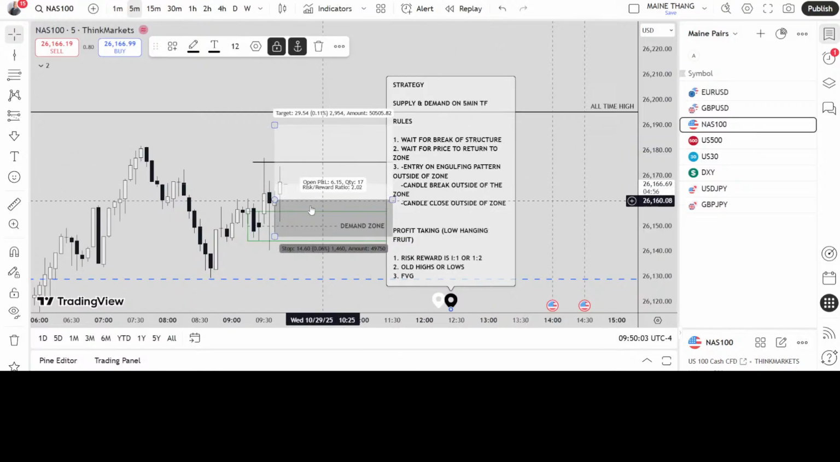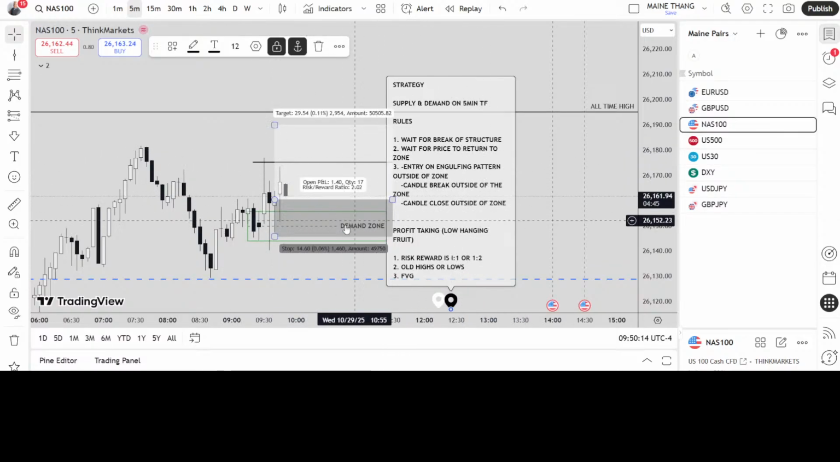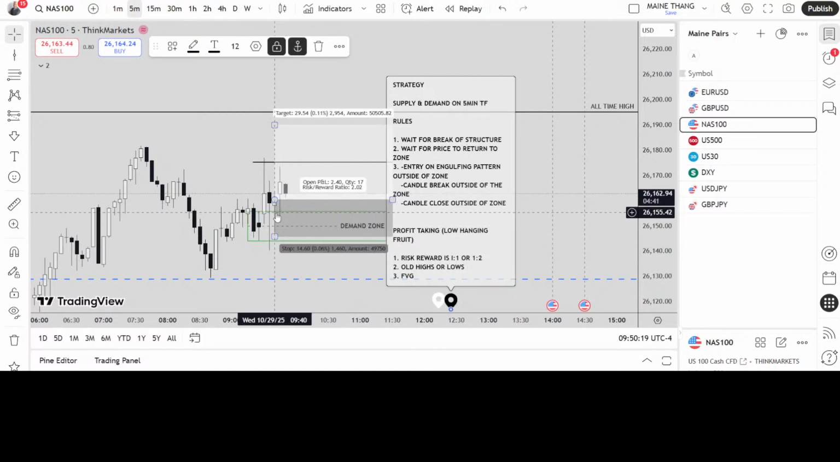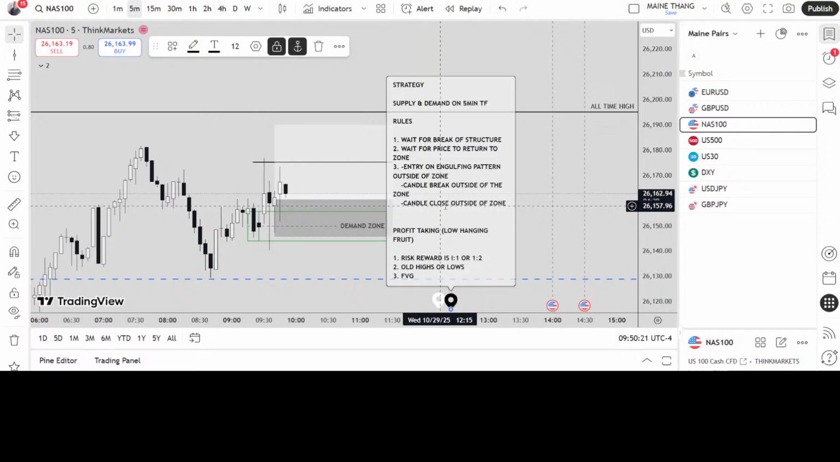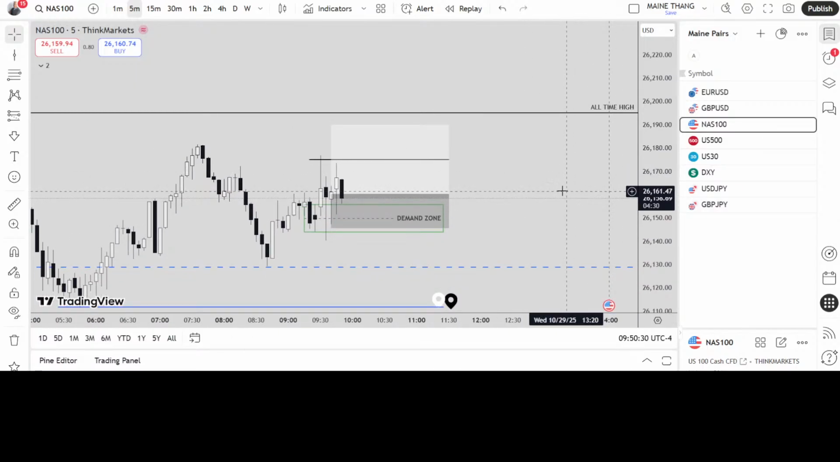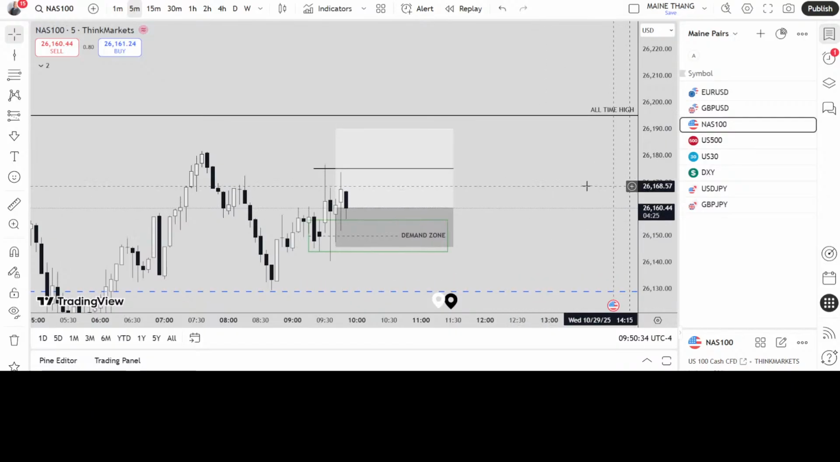Wait for break of structure. It broke this structure right here. We drew out our demand zone. Wait for price to return to zone. It returned. Entry on engulfing pattern. We didn't get an engulfing pattern. Candle break outside. We did get a candle break outside, and/or candle close outside the zone. So breakout or close on this candle will be your entries. Real simple, y'all. And then you set your one-to-one target.